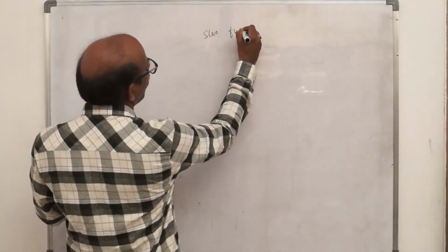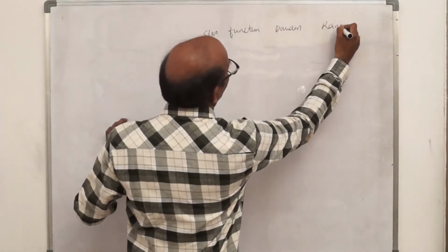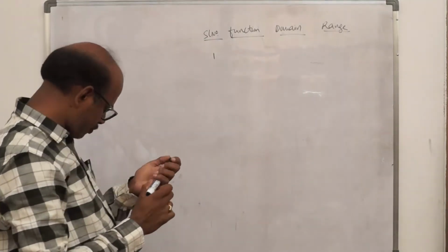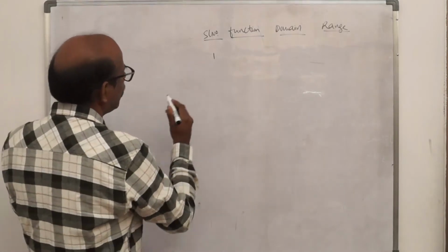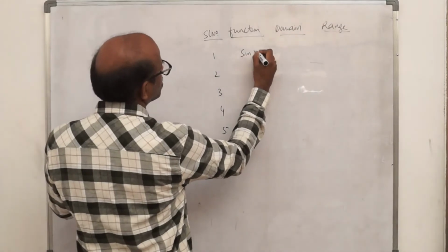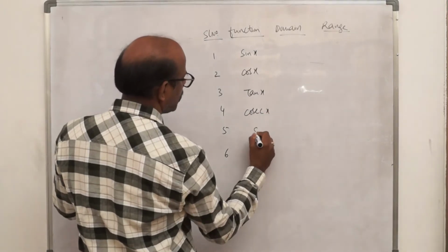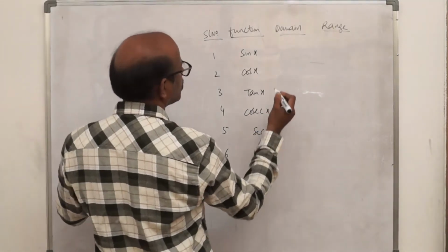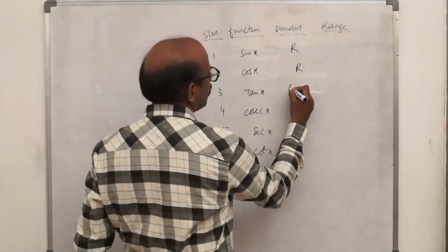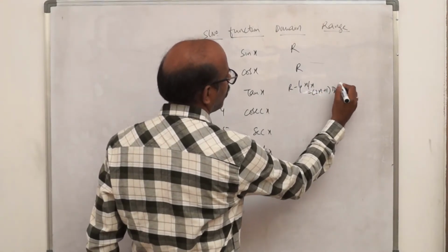Serial number, function, domain and range. Okay, now for convenience I'm giving the serial numbers. The functions are sine, cos, tan, cosecant, secant and cot x. The domain is R for sine and cos, and for tan x it is R minus x such that x is 2n plus 1 into pi by 2, odd multiples.